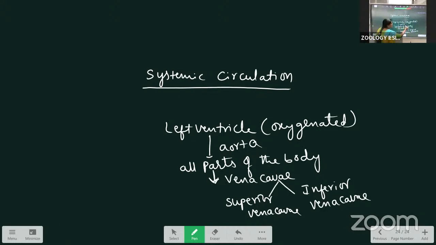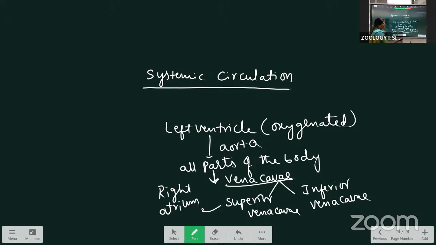Various parts are getting the oxygenated blood. Instead of that, they are carrying the deoxygenated blood. The vena cava carries the deoxygenated blood from all the parts of the body and gives it to the right atrium. The right atrium pumps the blood to the right ventricle. This is about the systemic circulation.